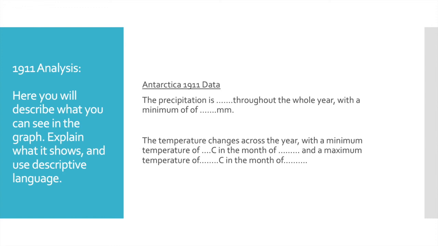And with a minimum of, you'll have to go back to your graph, you'll have to find out what the lowest amount of rainfall is, or the lowest amount of precipitation per year. And then you input the number by here. Perfect. Underneath, the temperature changes across the year with a minimum temperature of how many degrees in the month of blah, blah, blah. And in the maximum temperature of how many degrees in which month.